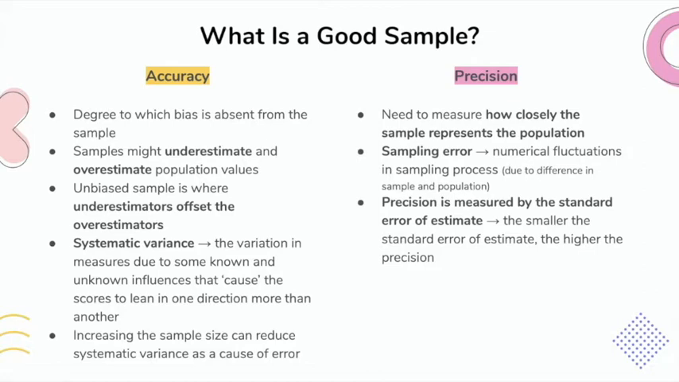Next is the precision, which is the second criterion of a sample design. Researchers accept that no sample will fully represent its population in all respects. Therefore, there is a need to measure how closely the sample represents the population. The numerical descriptors that describe samples may be expected to differ from those that describe populations because of random fluctuation inherent in the sampling process. This is called sampling error, or the numerical fluctuations in the sampling process. The precision is measured by the standard error of estimate, where the smaller the standard error of estimate, the higher the precision.